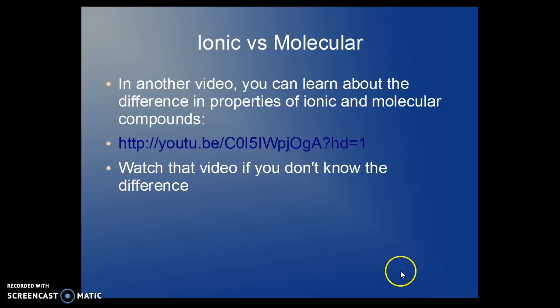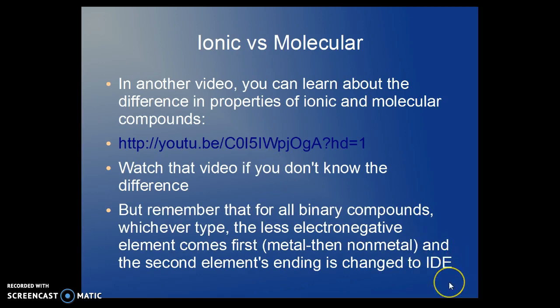Now, in another video, which I reference here, you can learn about the difference in properties of ionic and molecular compounds, how to look at their formulas in the periodic table to determine which is which. So if you don't know the difference between ionic and molecular, please discontinue this video and go to the one that's referenced here. But remember, for all binary compounds, whichever type, the less electronegative element comes first.